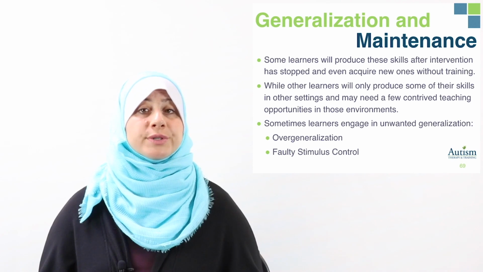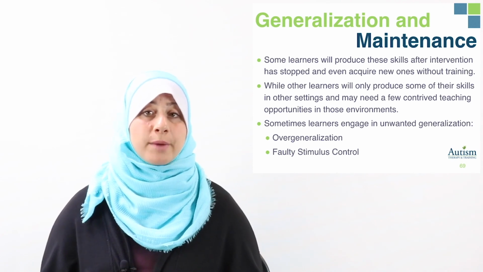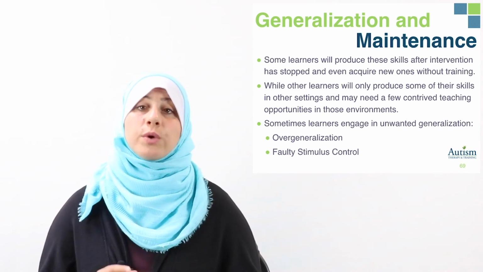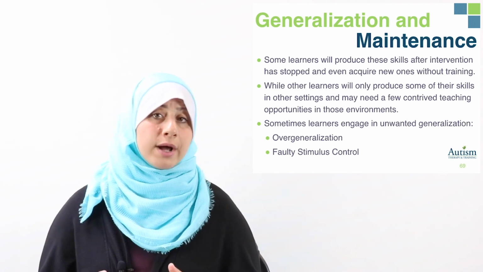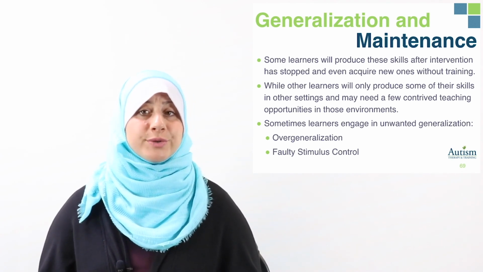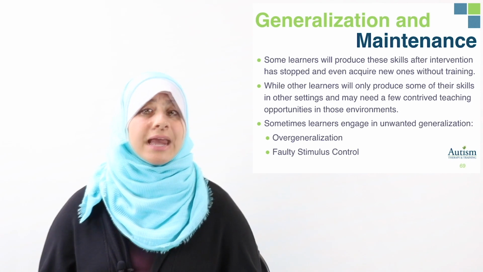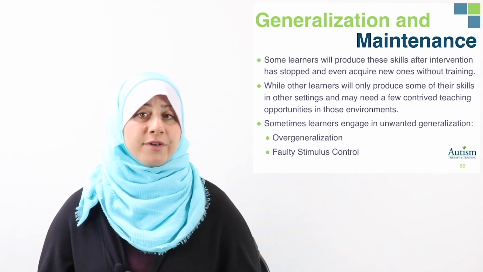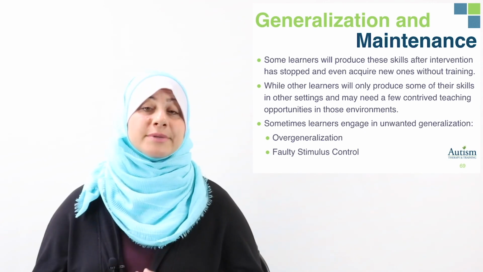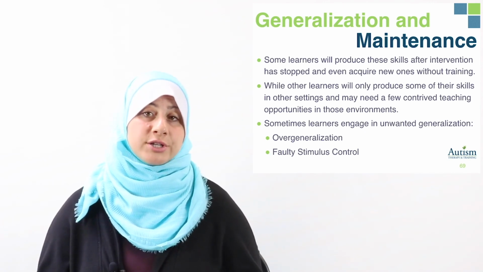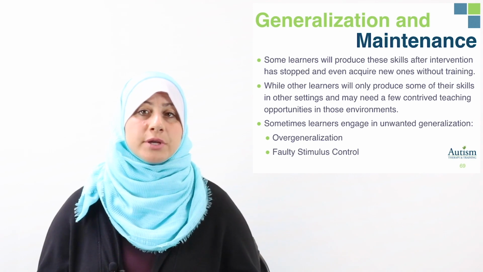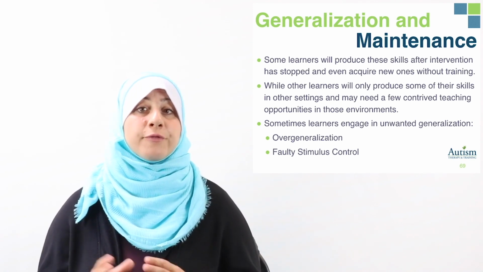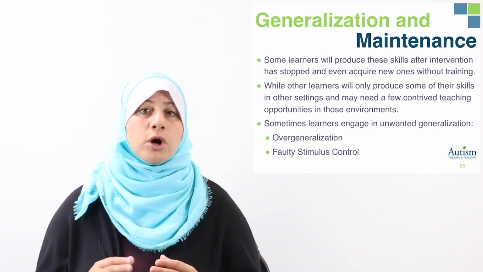Some learners will produce these skills after intervention has stopped and even acquire new ones without training, while other learners will only produce some of their skills in other settings and may need a few contrived teaching opportunities in those environments. Sometimes learners engage in unwanted generalization. There are 2 types: overgeneralization and faulty stimulus control.